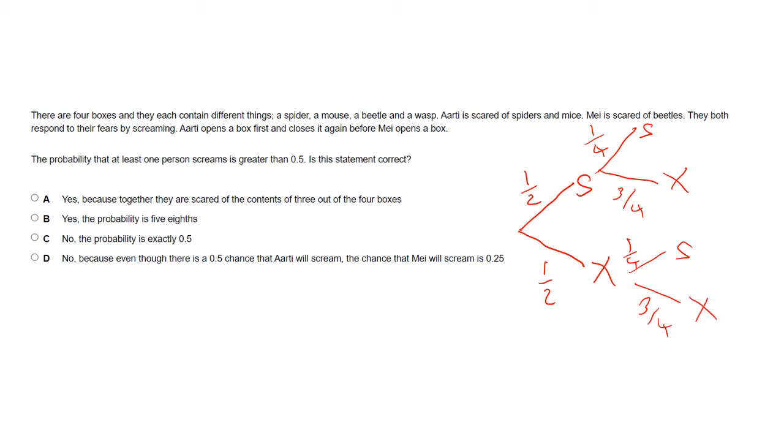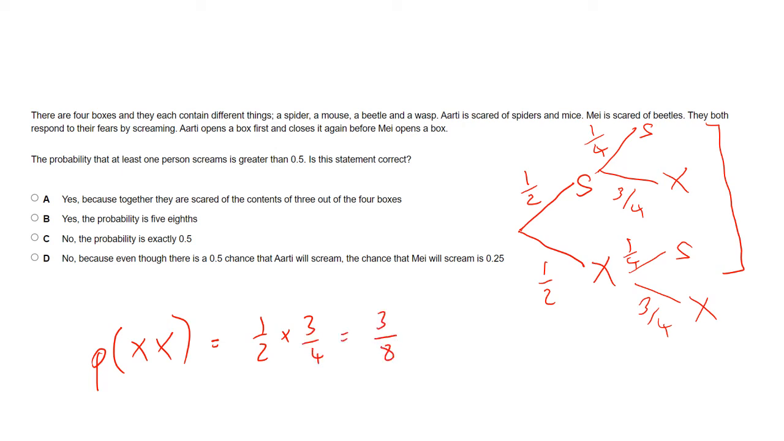So the probability that at least one of them will scream is the sum of those 3 overall probabilities. But you can see the quick way to work that out is to just work out the probability that neither of them screams and then just subtract that from 1, because that gives you the probability that at least one of them did. And the way you combine probabilities of independent events like that is you just multiply them together. So the probability that Artie doesn't scream and that May doesn't scream is equal to 1/2 times 3/4, which is 3/8.